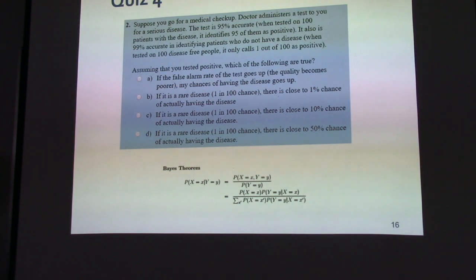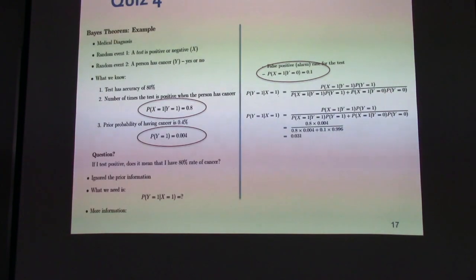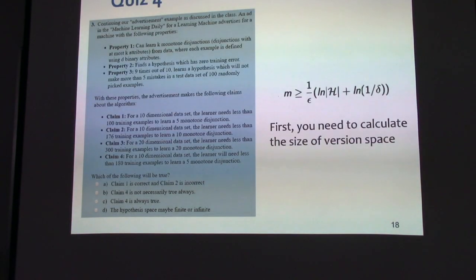Yeah, I think this is also quite straightforward to use the Bayes formula. And the second part is about how to calculate the bound of the version space. This formula is in Professor's slides. Actually, the epsilon and the delta will be given in the question. So what you need is to calculate the size of the version space.